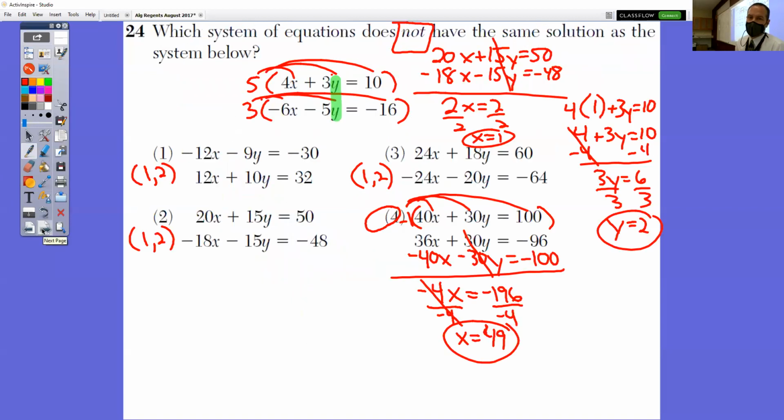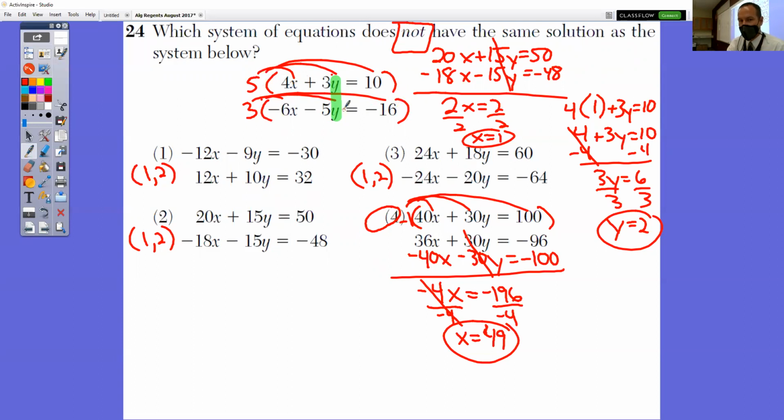And the last one, which system of equations does not have the same solution as the system below? Well, when I take a look, I need to solve this system first and then do the other ones. So when I solve this system, remember, you want to multiply to create opposites. 4 is not the opposite of -6. 3 is not the opposite of -5. So I need to multiply to create my own opposites. So if I multiply this top equation and this bottom one, 3 times 5 is 15. So I want to create a 15y and a -15y to get my opposites. Remember that you have to distribute.